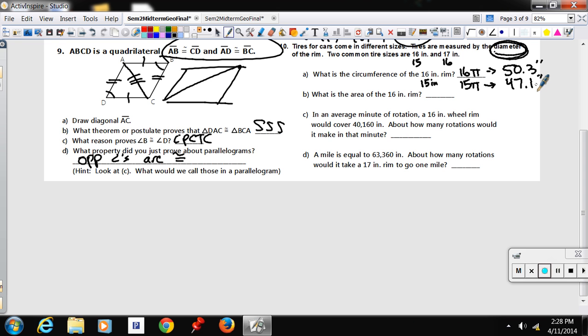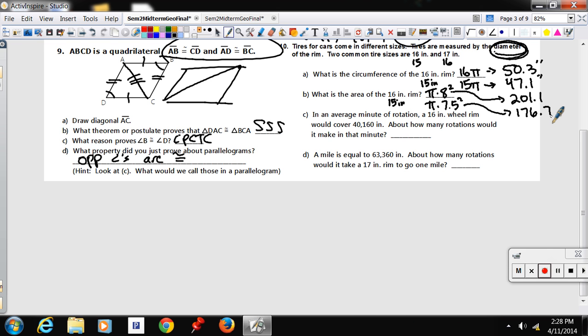Now, what's the area of a 16 or 15-inch rim, depending on what test you have? Area, you need the radius, pi r squared. So it's going to be pi times 8 squared is going to give you area. Or it's going to be pi times 7.5 squared. So for test A and C, it's going to be 201.1 square inches. For test B and D, it's 176.7.